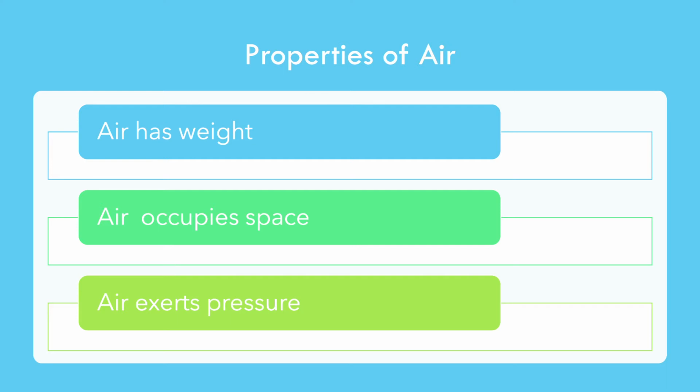The next topic is properties of air. So, what are the properties? Air has weight. Why does it have weight? It has weight due to gravity. Gravity affects everything that has mass, and so gravity will pull things towards the ground. If you throw an apple, the apple will fall down. Why? Because of the gravity. So this shows that air has weight.